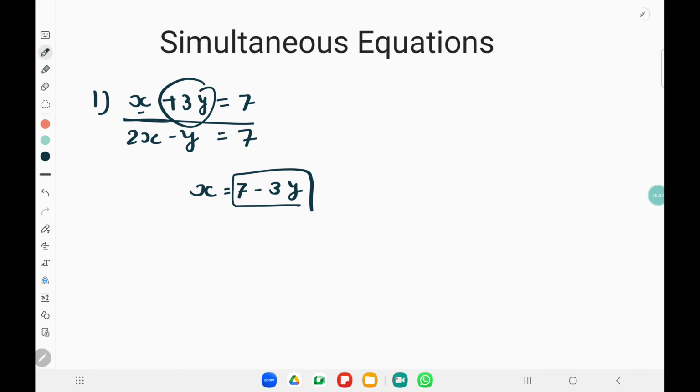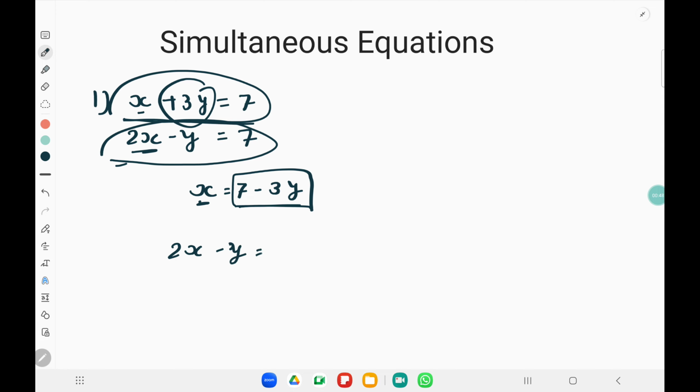So now in the first equation I make x the subject, means I find the x value, this one, and that value I will put in this second equation where there is an x. So here 2x, so I replace x by this value. So 2 times (7 minus 3y) minus y equals 7. Okay, now I multiply 2 with the 7. I expand the bracket in short.